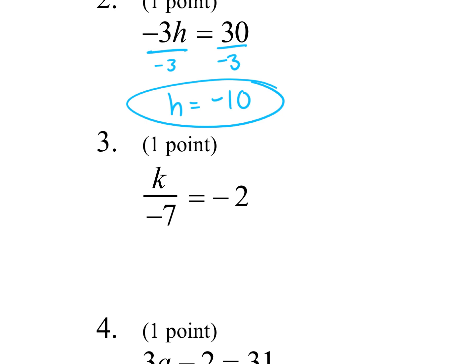What would I do for 3? Multiply -7 on both sides. Since k is being divided by -7, I do the opposite and I multiply. So k is equal to 14. Perfect.